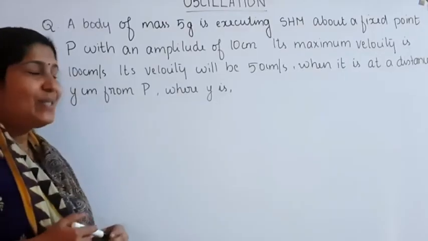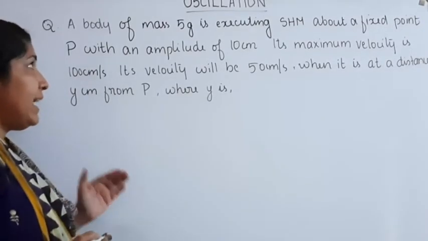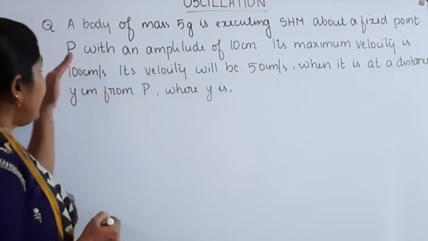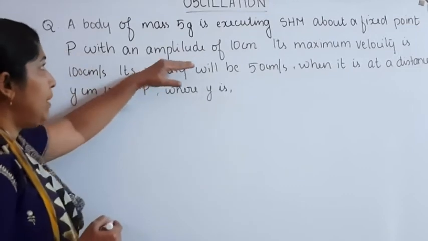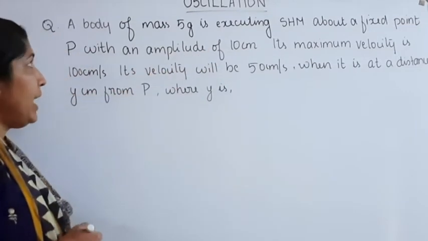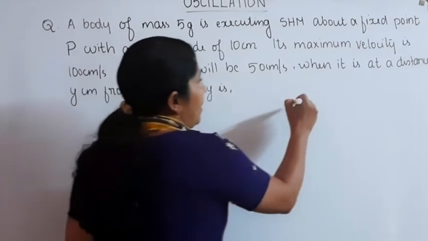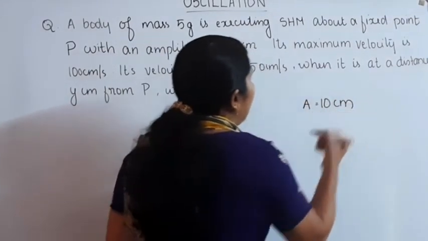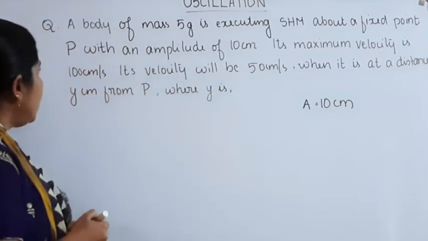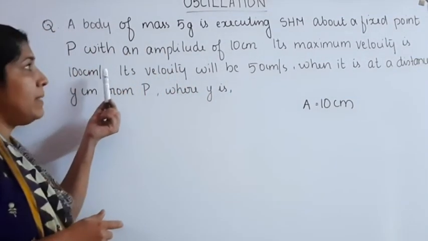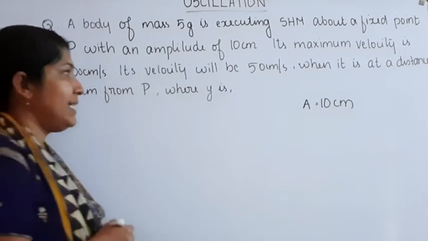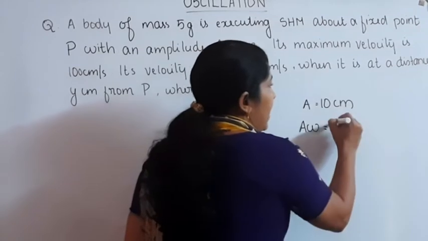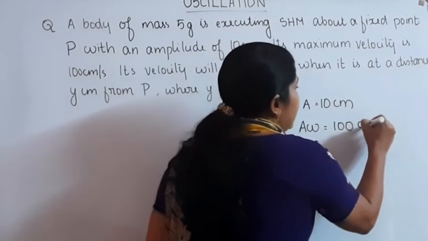Okay. Our next question. A body of mass 5 gram is executing simple harmonic motion about a fixed point P at an amplitude of 10 centimeter. Okay, the amplitude of the simple harmonic motion is given, that is equal to 10 centimeter. Its maximum velocity is 100 centimeter per second. Maximum velocity that is given is equal to A omega. Maximum velocity A omega is equal to 100 centimeter per second.